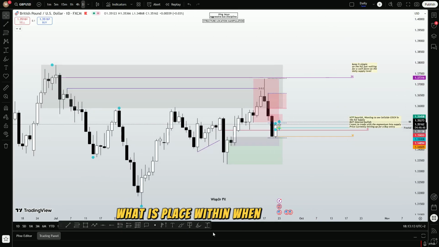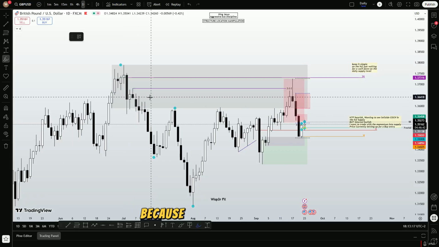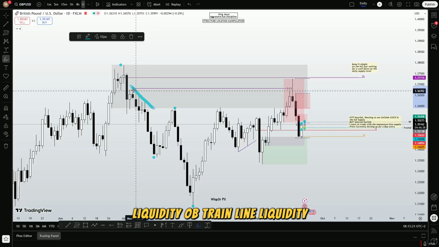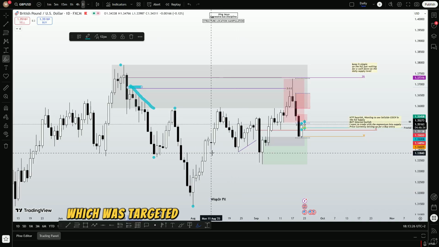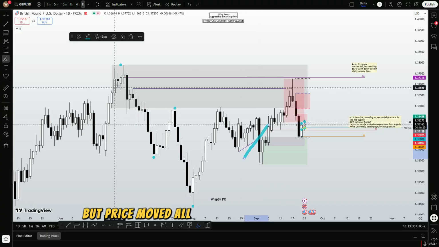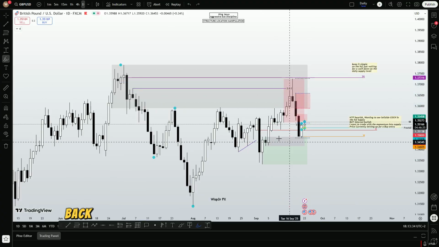What is price within when liquidating? The only new bump in the road, well, not the same bump in the road, because that's Fabio's thing, is liquidity. OB, trendline liquidity, and this is the high of the trendline liquidity, which was targeted. Price rallied, or not really rallied, but price moved all the way towards these highs before we see that new shift in structure back to the downside.